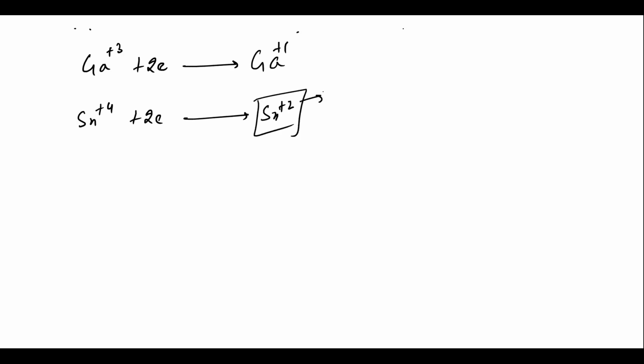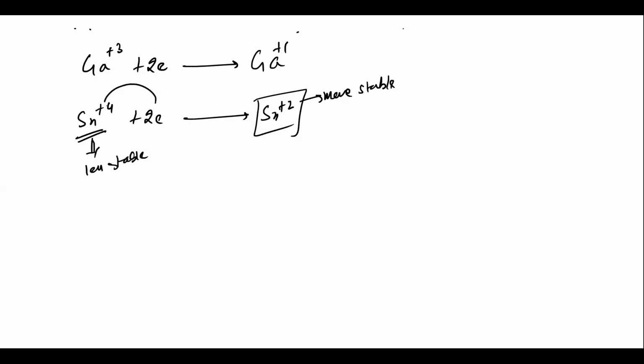Yes, sir. For gallium, it will gain 2 electrons, and after gaining the 2 electrons it will acquire a positive 1 charge. Why? Because they are stable at +1. Similarly, if we have tin, which is going to have the +4 oxidation state, it will acquire 2 electrons. If you give it 2 electrons, it will become tin 2 positive. Why is it becoming tin 2 positive? Because this is more stable, and the other is less stable.